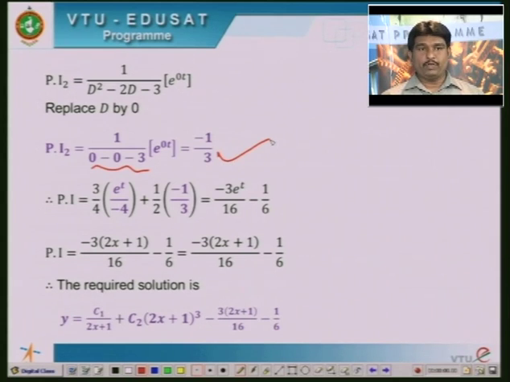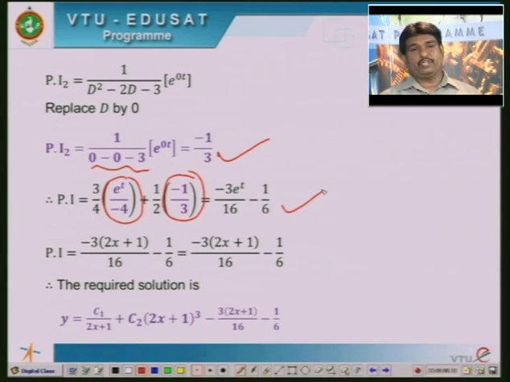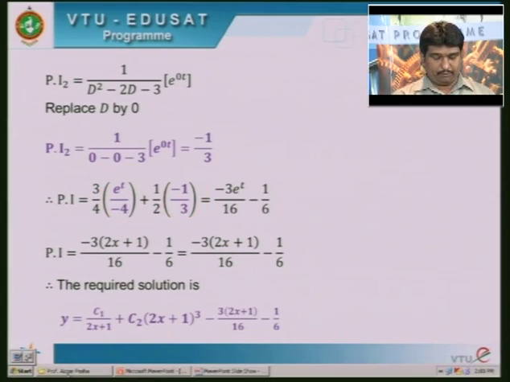So the particular integral is 3/4 into the PI1 term plus half into the PI2 term. You simplify this to get −3e^t/16 − 1/6. Now convert t in terms of x. PI is −3(2x+1)/16 − 1/6. Therefore, the required solution is y = CF + PI.